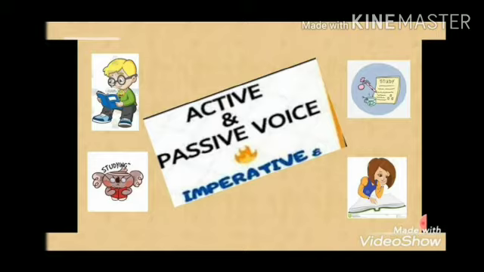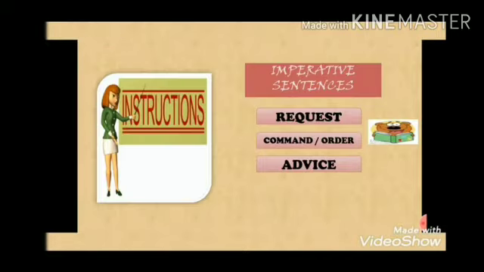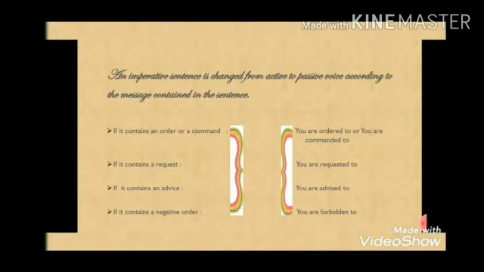Students, we all know what an imperative sentence is. We have learnt this in kinds of sentences in the lower classes. Imperative sentences are in the form of request, command or order, advice or suggestion, etc. What is an imperative sentence? Imperative sentences are in the form of request, command or order, advice or suggestion, etc.